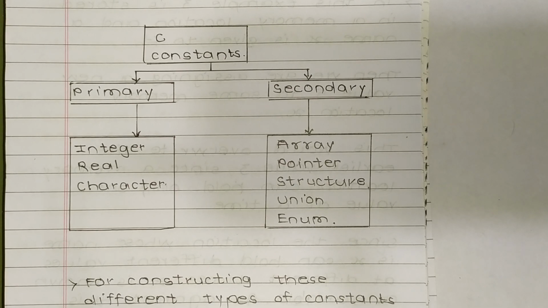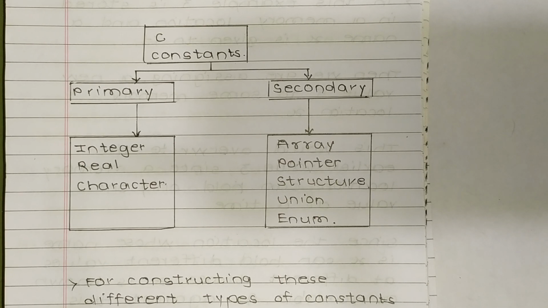In the secondary category there are array, pointer, structure, union and enum. So this is a table for C constants categories, primary and secondary, the two blocks into which they are divided.